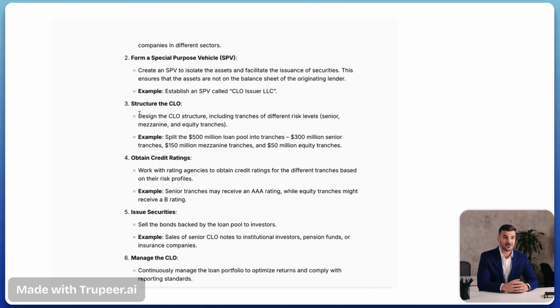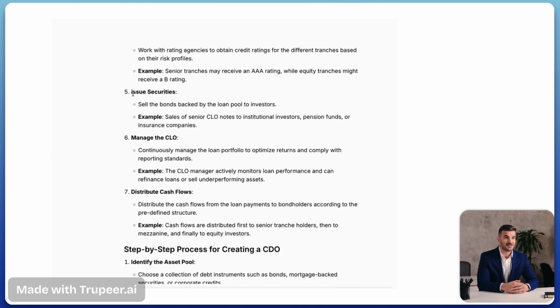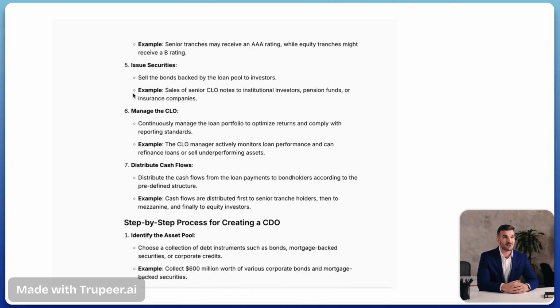For instance, you might split a $500 million loan pool into 300 million senior tranches, 150 million mezzanine tranches, and 50 million equity tranches. This demonstrates how the structure is formed. Next, you'll conduct a credit review of the tranches and then issue securities to interested investors. These investors are typically institutional, such as pension funds and insurance companies, which take on the associated risk.